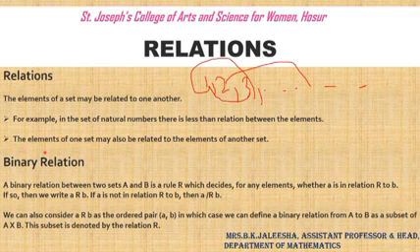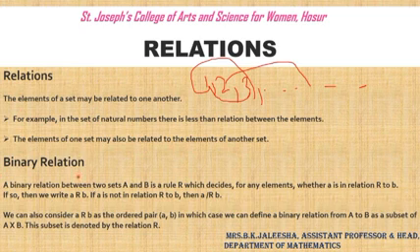Then the next condition for a relation: a relation does not exist only within the same set. It can exist between any two different sets. So the elements of one set may also be related to the elements of another set. This is called the relation property.